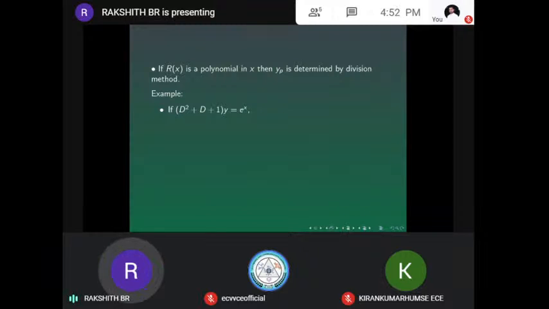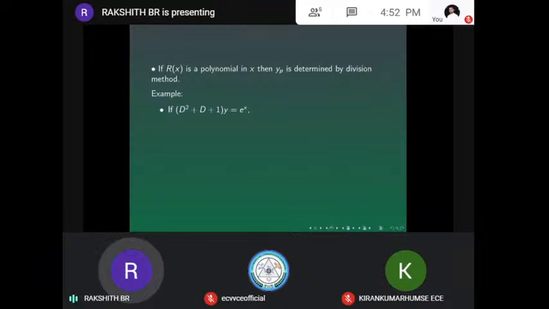Suppose you are asked to solve the differential equation d square y by dx square plus dy by dx plus y equal to e power x. Then you know how to compute yc. The solution is divided into 2 parts. One piece is the particular integral, the other is the complementary solution. That is yp and yc. So you know how to find out what yc is.